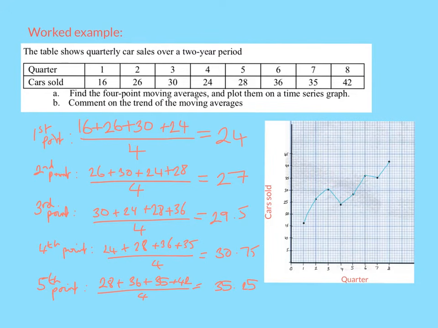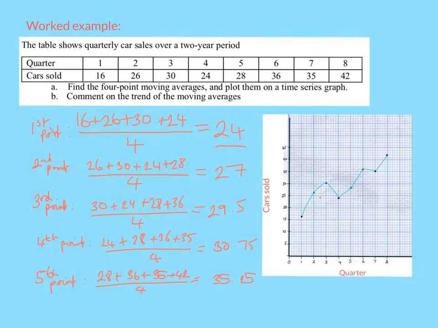Now I recommend having a different colour if you have one, or doing dots for one and crosses for another, just so you can clearly show that these are no longer just the quarterly observations, these are in fact the moving averages. So this one, I'm going to plot 2.5 across and 24 up. So my red dot is my moving average.